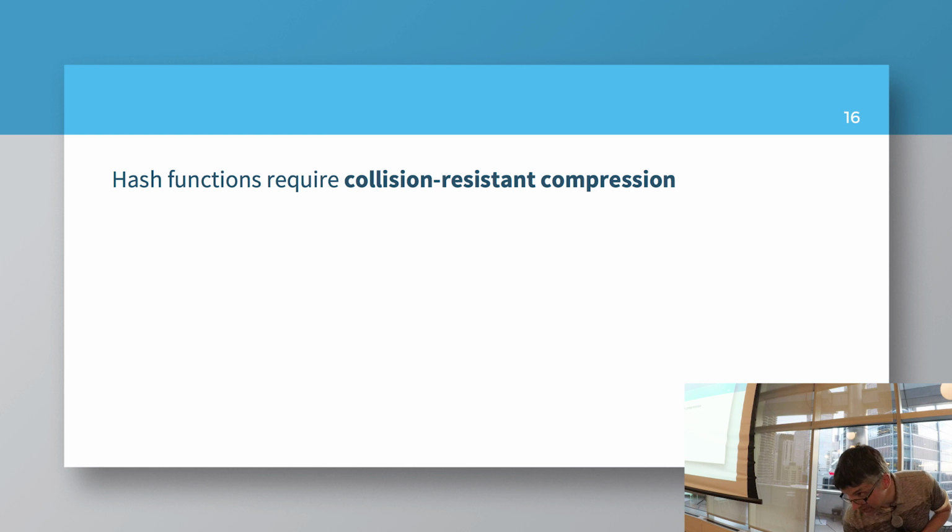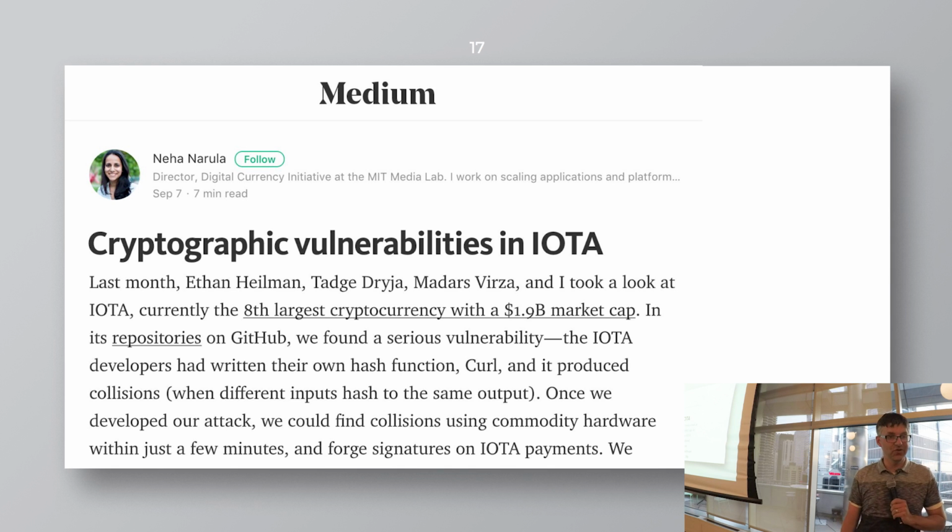Now, if anybody has been watching the cryptocurrency news earlier today, there was a highly relevant story, just came out a few hours ago, about a cryptographic vulnerability in IOTA. So IOTA is one of the top 10 cryptocurrencies, I guess, according to this number 8th. I wouldn't be surprised if it's dropped based on this message. But what they found is that somebody created their own hash function called Curl, and it produced collisions.